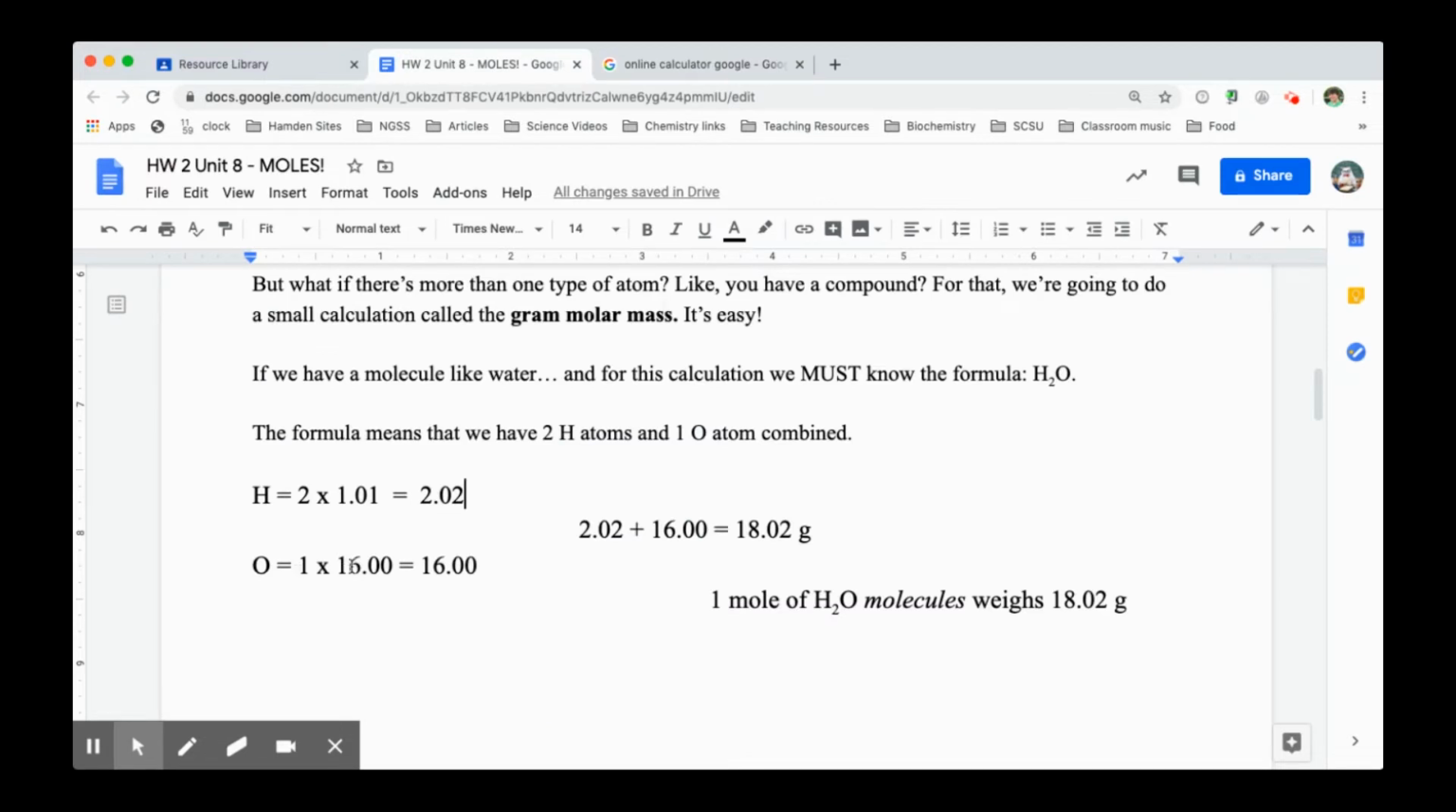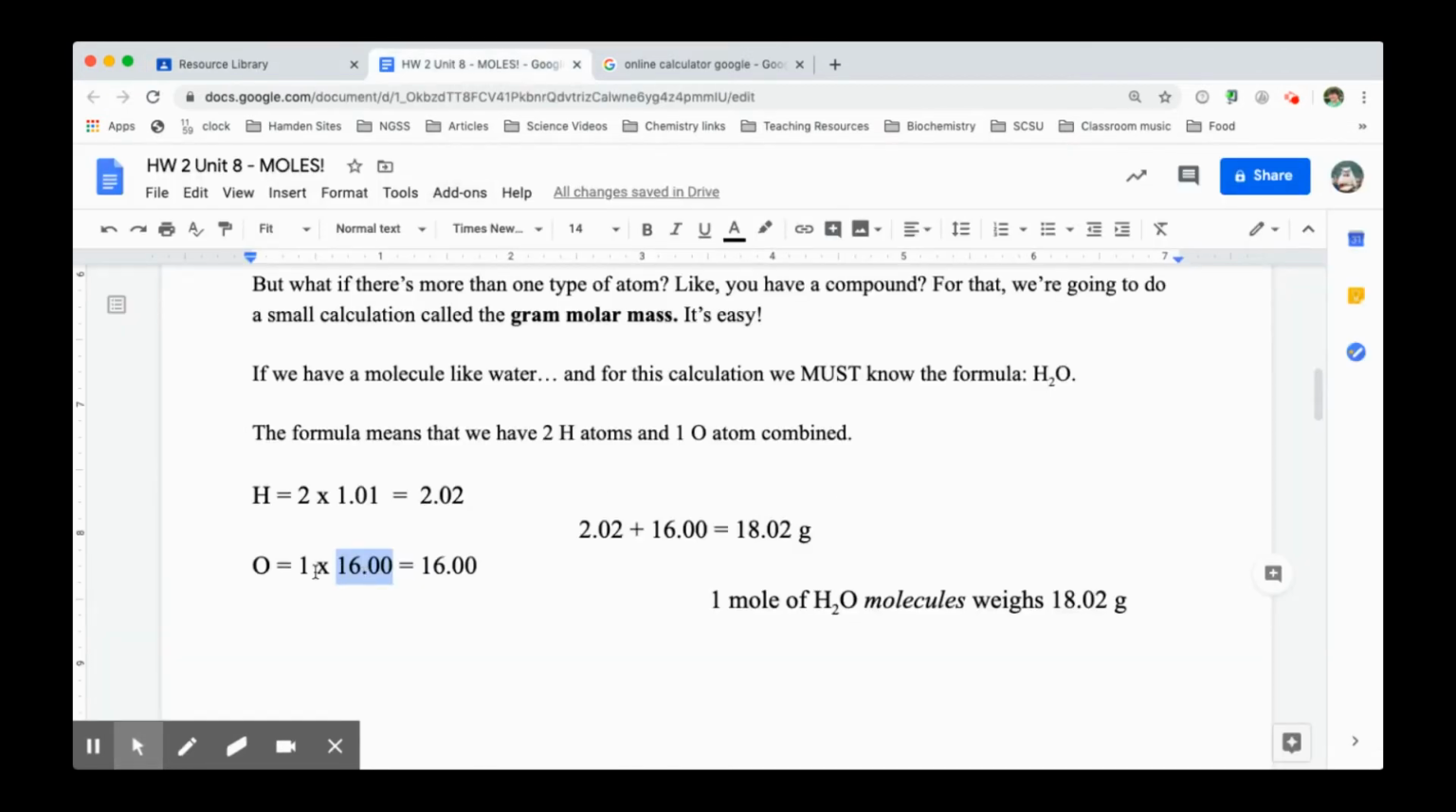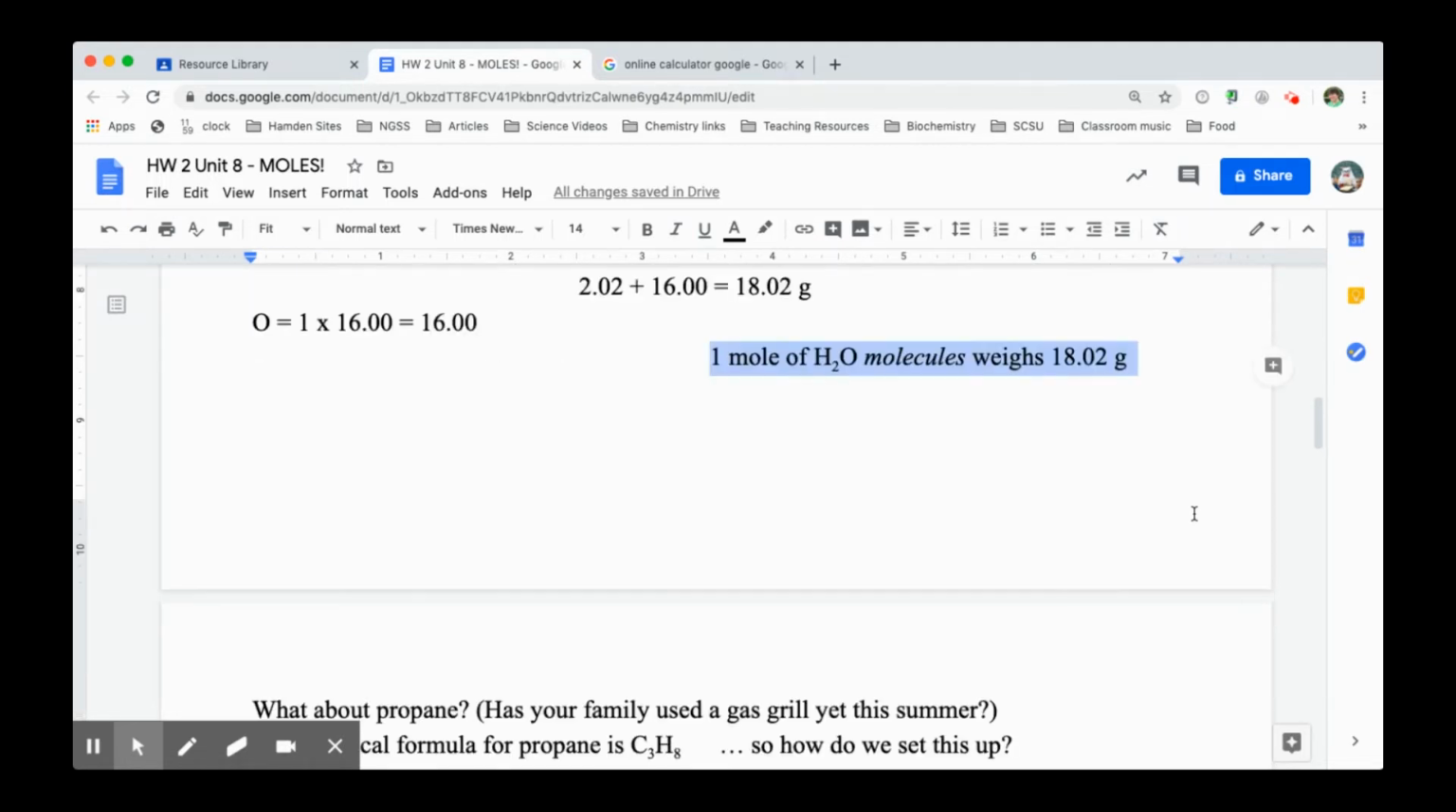There's 1 oxygen. So to find this 16.00, I had to go to the periodic table and look at oxygen. Oxygen is 16.00. So I went back here and put in my 16.00. 1 times 16 is 16. But because all these things are in the same formula, now I need to add them together. So I take 2.02 plus 16.00, and I get 18.02 grams. That means 1 mole of water molecules weighs 18.02 grams. Not too bad, right? Let's try some more examples.